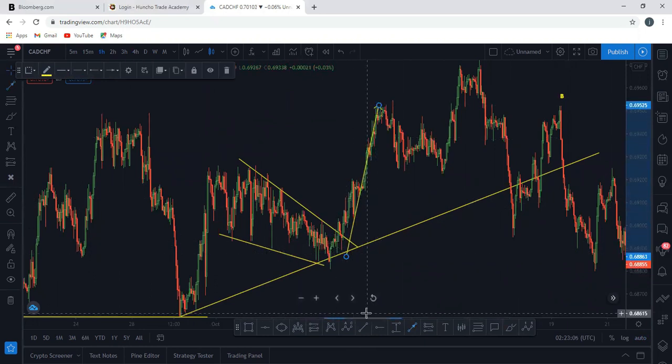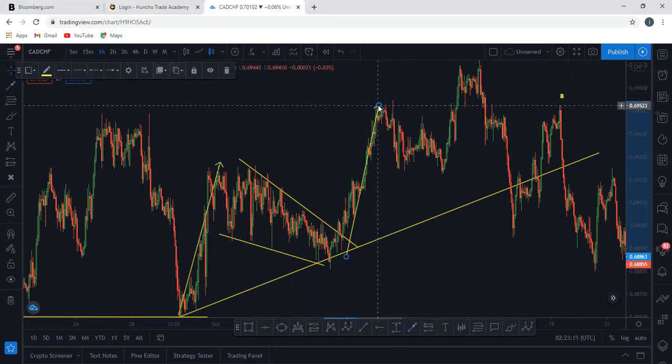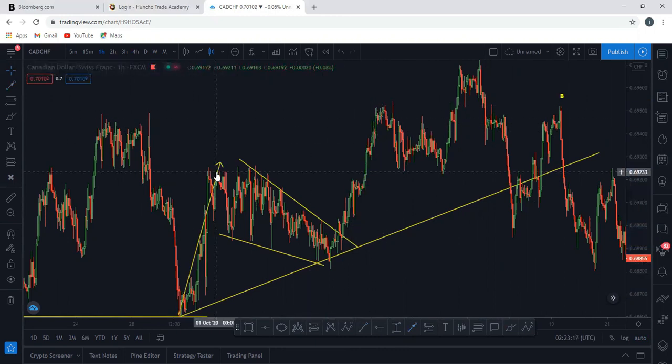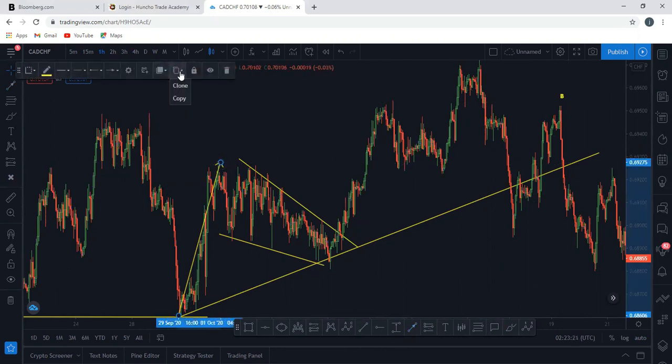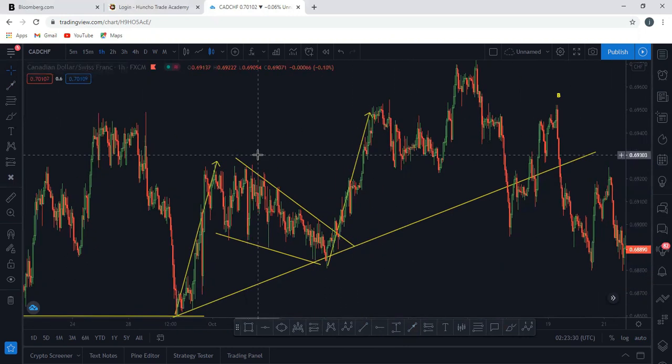Then it should just be in line with this length, right? This is the first impulsive move: impulse, correction, impulse. Then I'll clone this. Let me delete this first. Then this will be my profit target, right? So remember the rule of flag. Your target has to be the same height as the first pole. So this is the first pole, this is the flag, then this is the second pole.